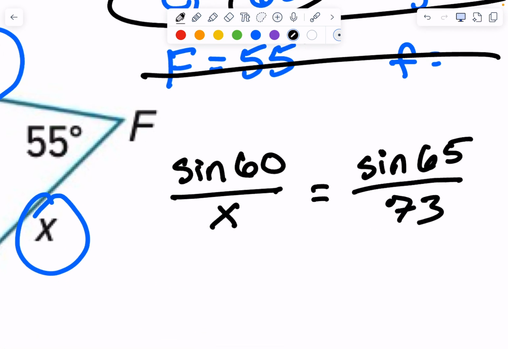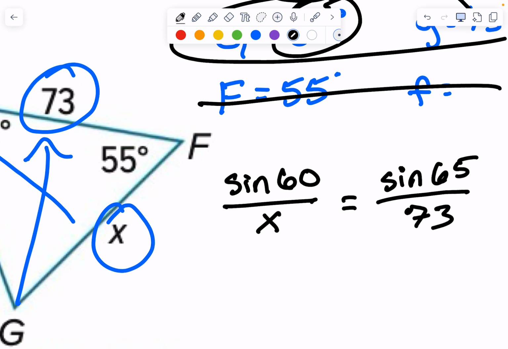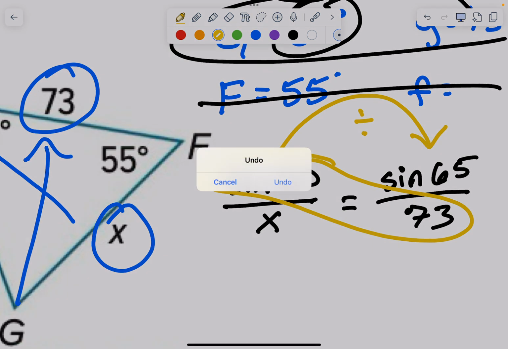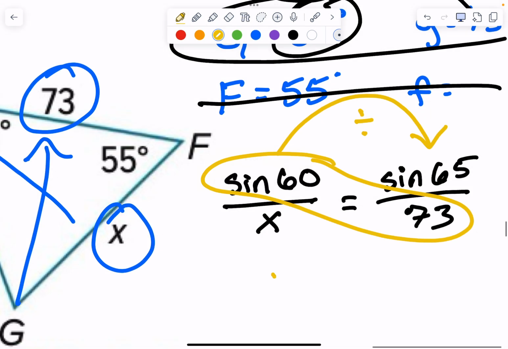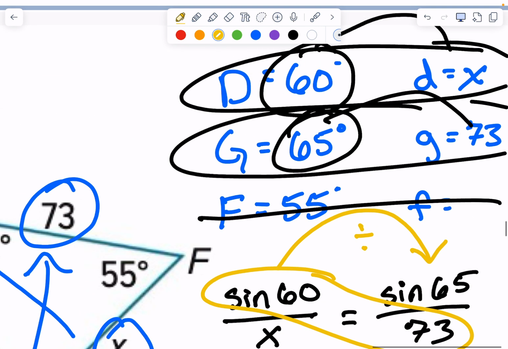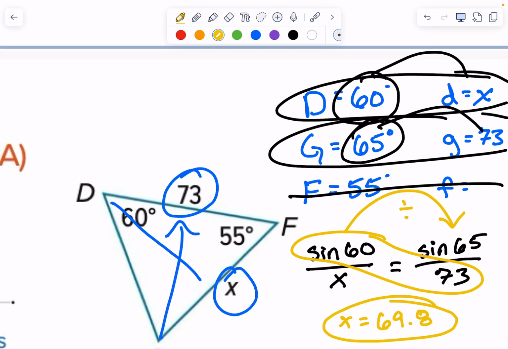All right, now, what are we cross multiplying? Sine of 60 and 73. Sine of 60 times 73 divided by sine of 65. Multiply, divide, that will give you what X is. Got it? X is 69.8. Does that seem reasonable? That sounds like kind of a big number. But what's my other side? 73, that seems appropriate, right? Got it? Do we see how this works?